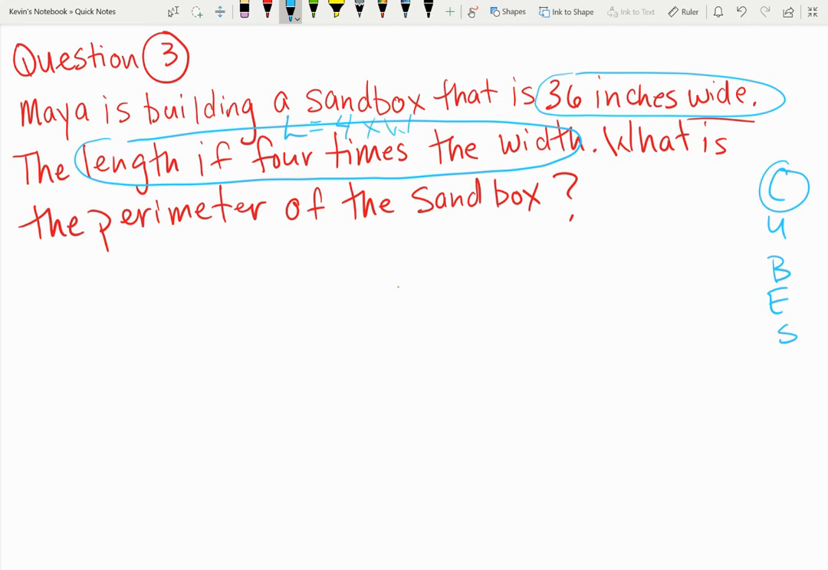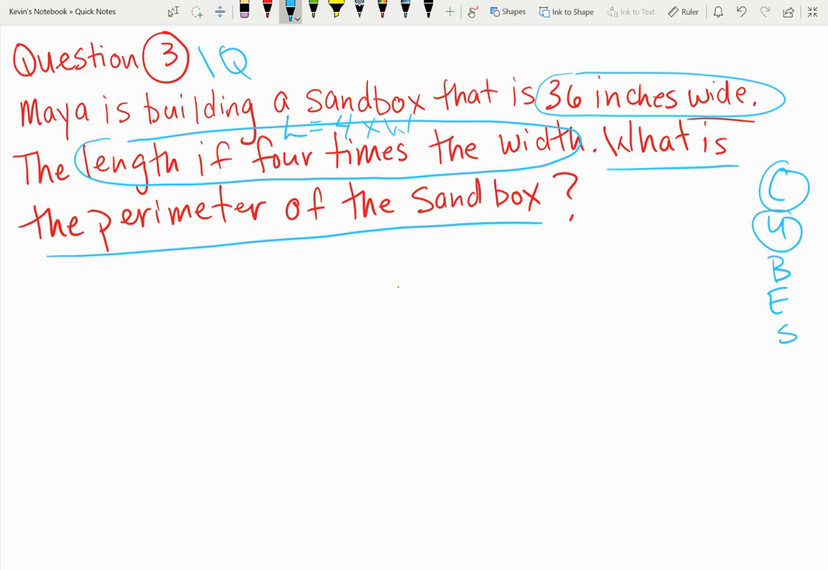And then what we're going to do is underline, which is our U, underline the question. What is the perimeter of the sandbox? And keep in mind, how many questions are we answering? We're just going to answer one question. So put one question. We only have to answer one thing.